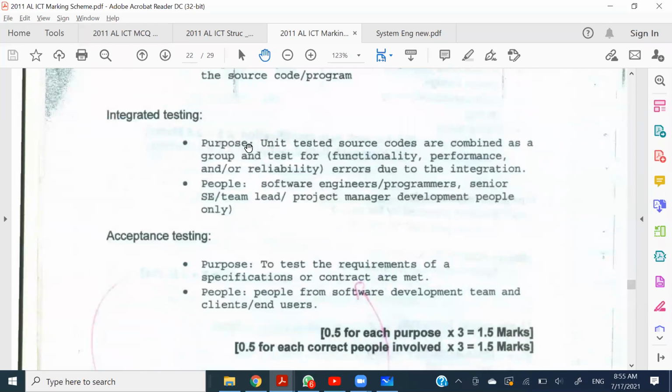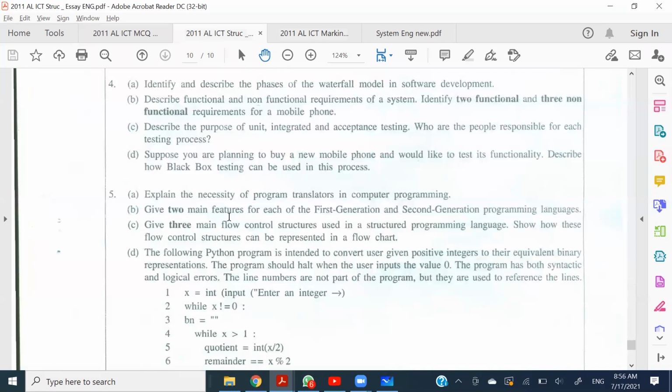right? And part D, it is talking about, suppose you are planning to buy a new mobile phone and would like to test its functionality. Describe how black box testing can be used in this process.